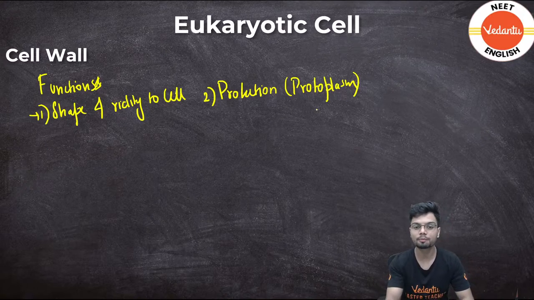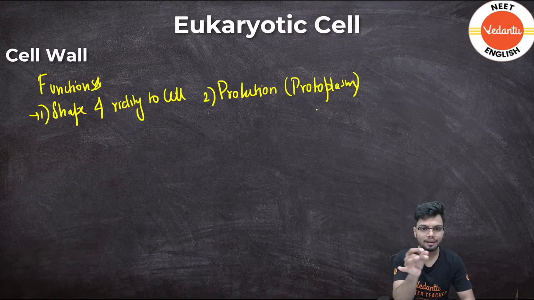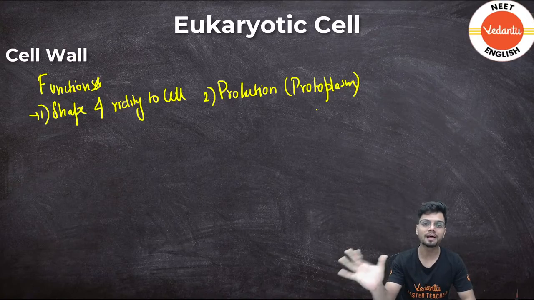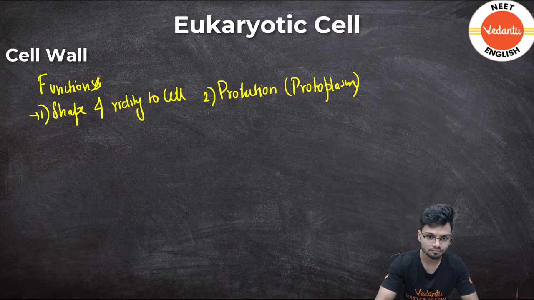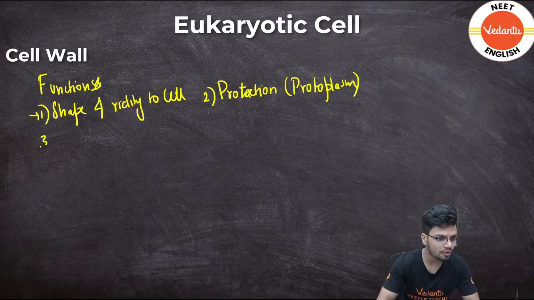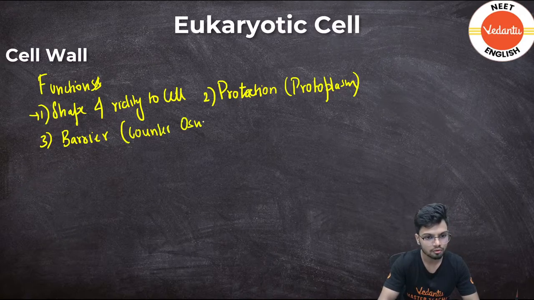What is the protoplasm? Protoplasm is the living part of the cell, that is, plasma membrane plus the cytoplasm. Everything in the cytoplasm is called protoplasm. Protection. Okay. Then it also acts as a barrier in some cases. Yes, it acts as a barrier. That is, it counteracts osmotic pressure.